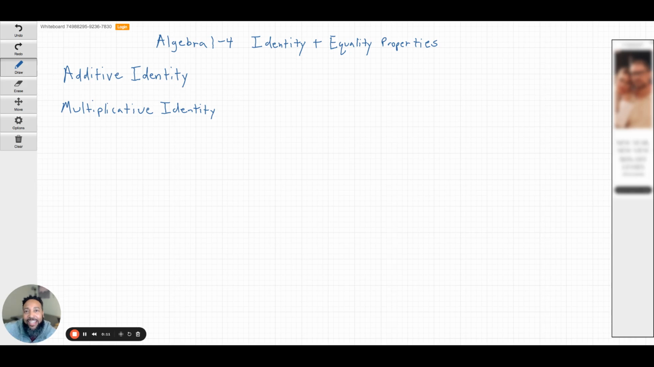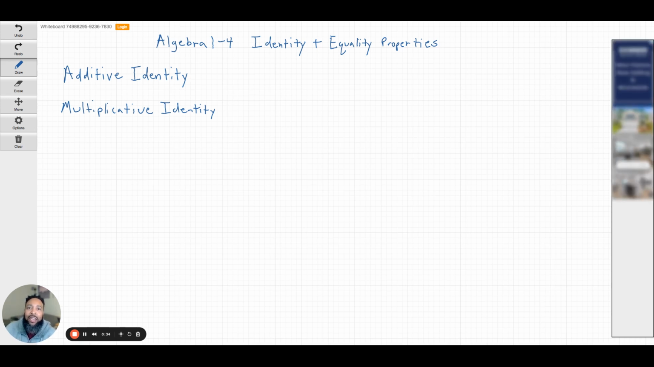Hey guys, in this quick tutorial about algebra, we're going to talk about identity and equality properties. And what do I mean by that? So we're going to look at additive identity and we're going to look at multiplicative identity. Additive is also talking about addition, multiplicative, we're talking about multiplication. When you're looking at the word identity, you're talking about yourself or itself.